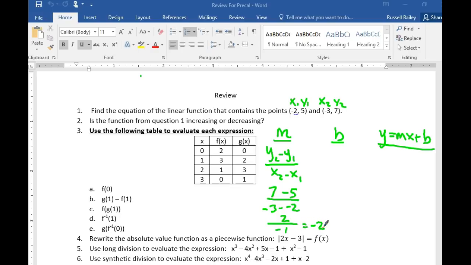To find the b value, what you do is you plug in your slope and one of these points into this equation and solve for b. So I'm going to use the point that I circled here. I'm going to plug 5 in for y. I'm going to plug in -2 for x. I'm going to plug in -2 for m because that's my slope. So let's see what that would look like. And as you can see at this point, we're able to find out what the b value would be.